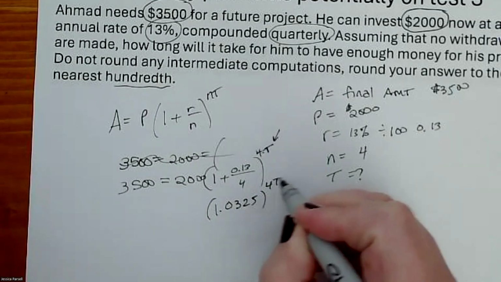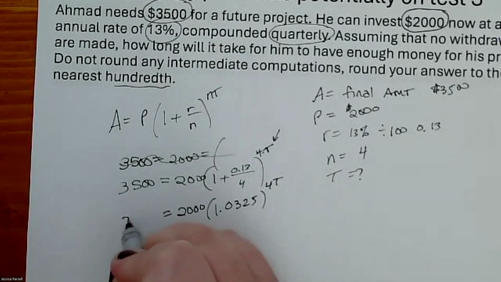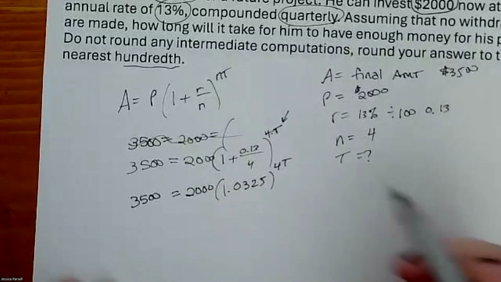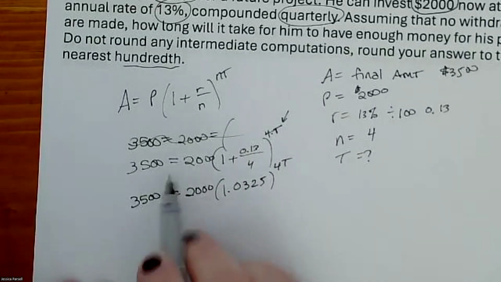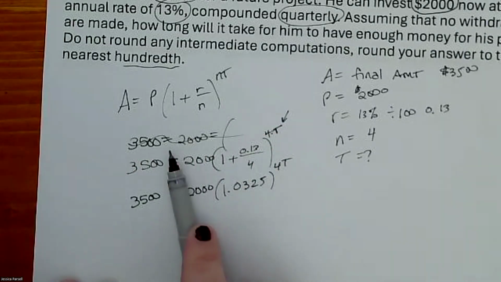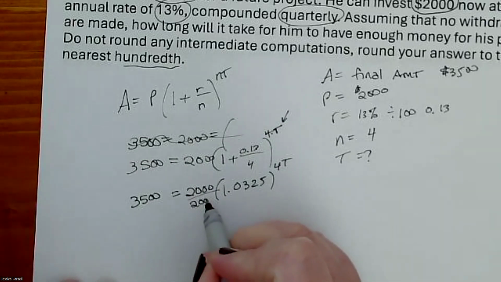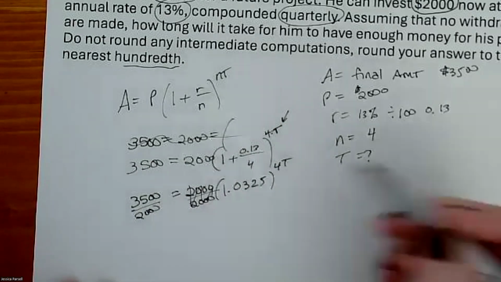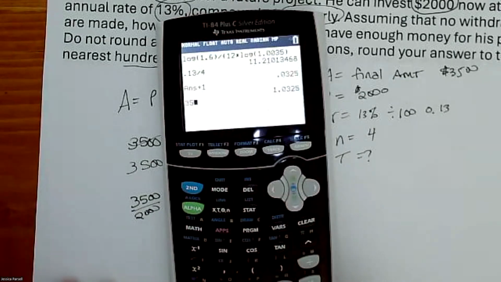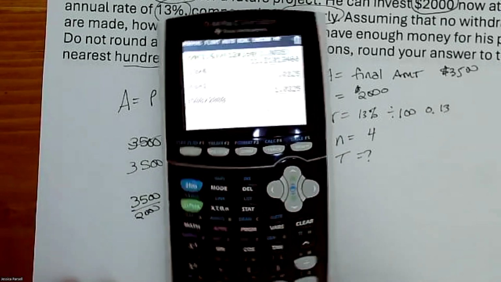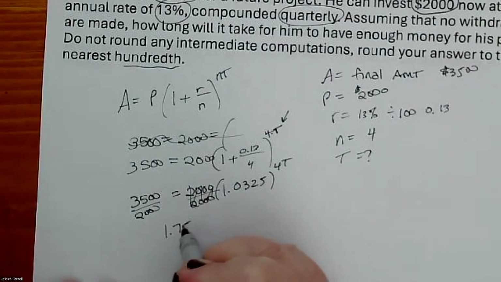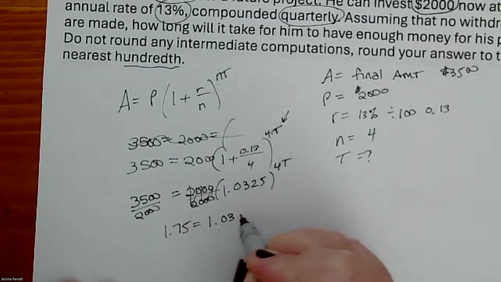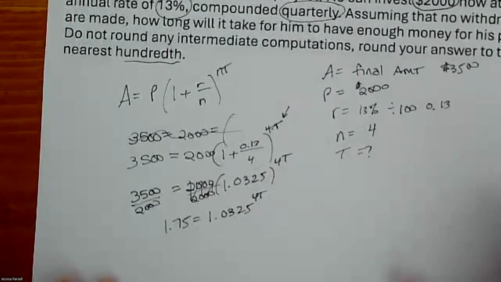Okay. So I'm just going to carefully and methodically write out what we have. Okay. The goal is to get T. We've got all of this stuff hanging out on this side of the equation. So let's divide by the 2,000. The reason that we can divide is because 2,000 is multiplying to this, so you can separate that multiplication by division because that's going to cancel that. Okay, 3,500 divided by 2,000 is 1.75. Okay, so 1.75 equals 1.0325 raised to the 4 times t.